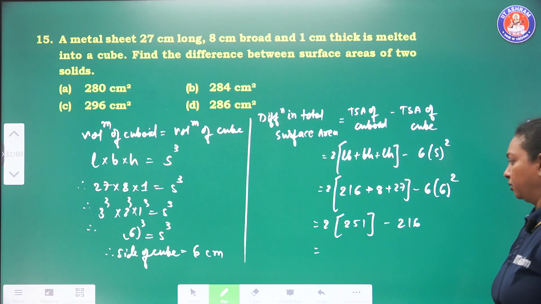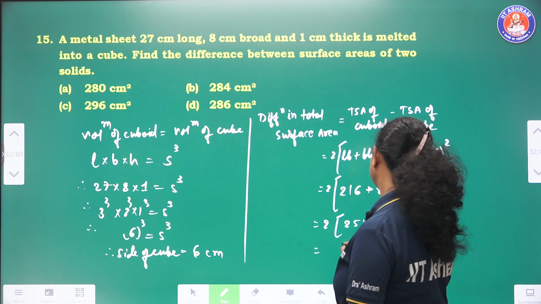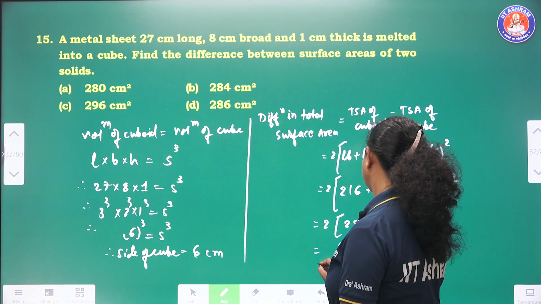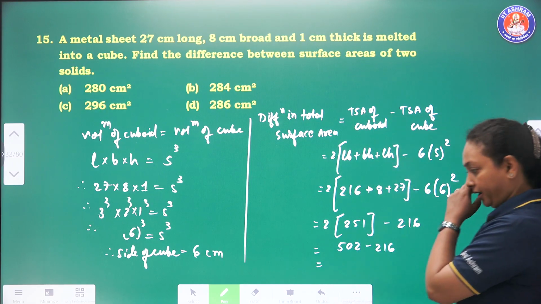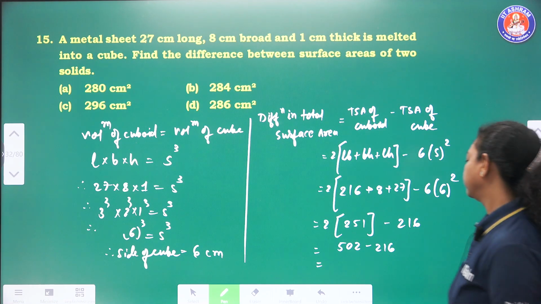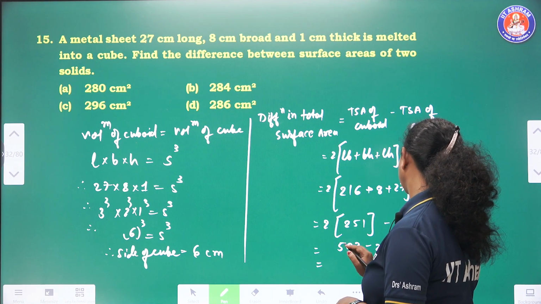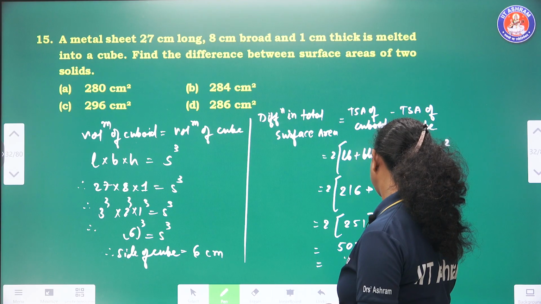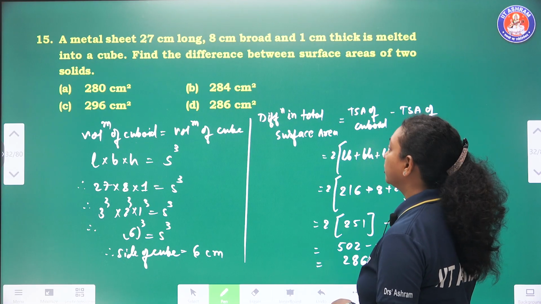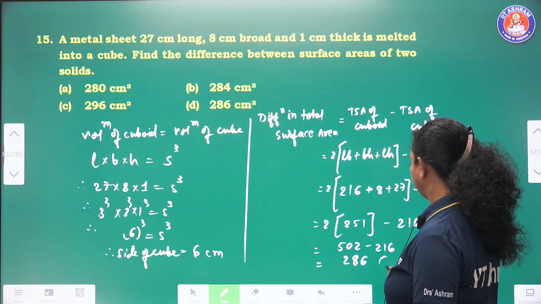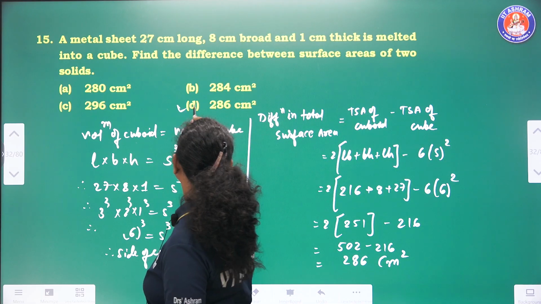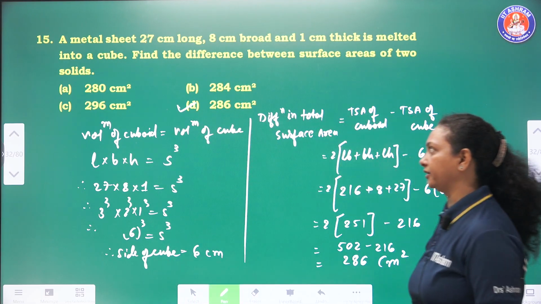251 into 2 is how much? So 502 minus 216 is 286. And what is its unit? Centimeter square. So the answer is option D, 286 centimeter square.